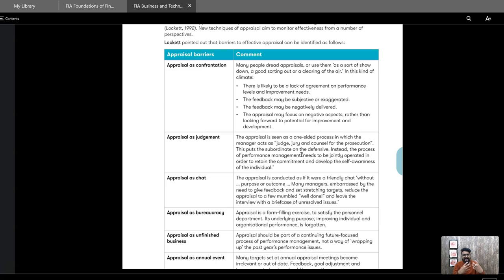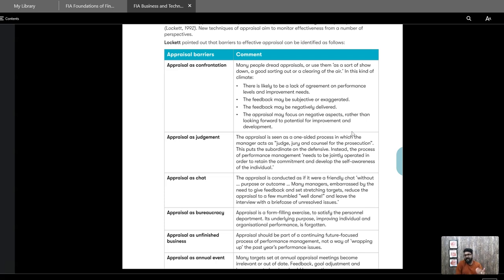So that is actually a barrier which we have to break down when we are talking about performance appraisal. Appraisal as judgment. Appraisal is seen as a one-sided process in which the manager acts as a judge, jury or counsel for the prosecution. This puts the subordinate on the defensive. Instead, the process of performance management needs to be jointly operated in order to retain the commitment.